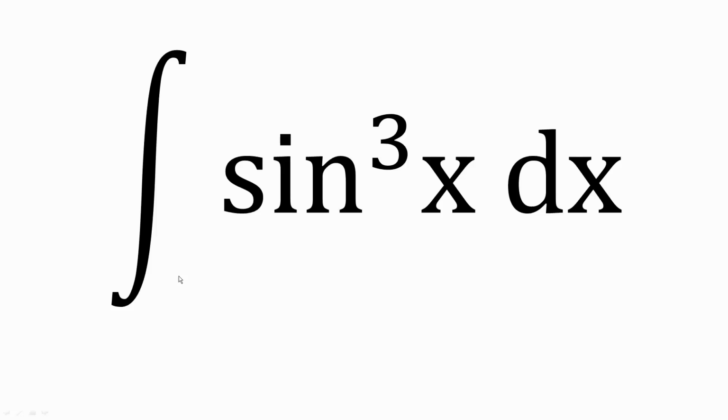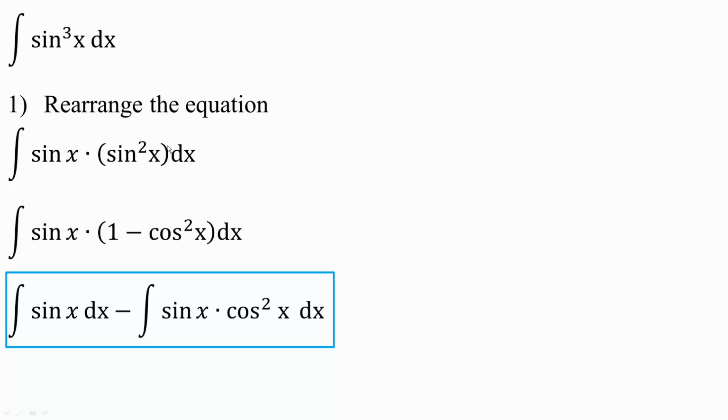In this video, we will solve this integral right here. So let's begin. The first step that I would do is rearrange this equation. So I would have the integral sine x times parentheses sine squared x dx. I'm doing this because we know that there are identities regarding sine squared x. Because of this, I'm going to apply this trig identity.